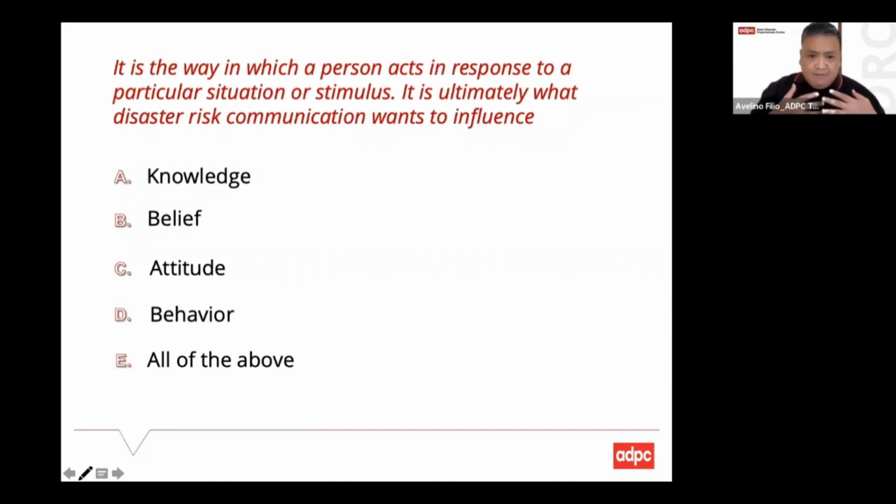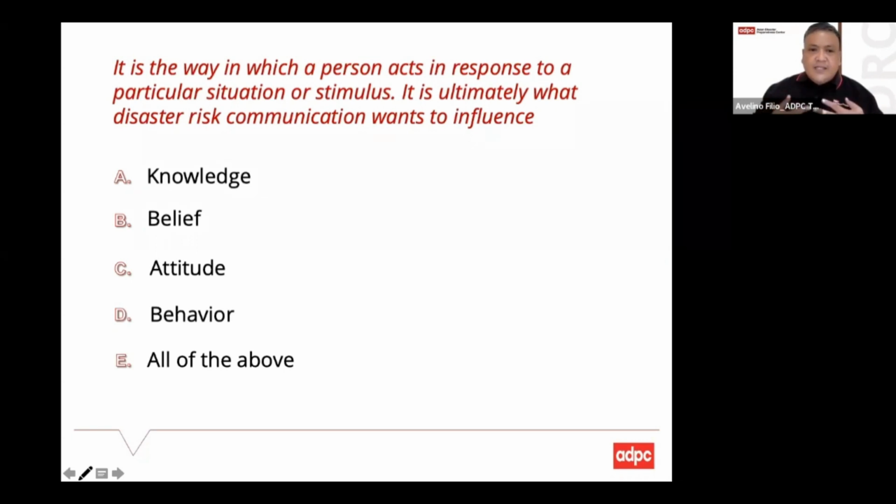And my favorite example is this: knowledge, belief, and attitude. Smoking kills. Smoking is dangerous to your health. Everybody knows that. That's common knowledge. It's a belief.